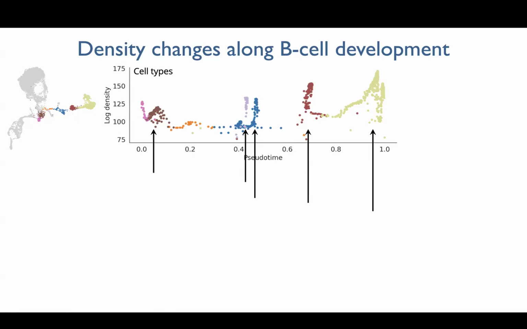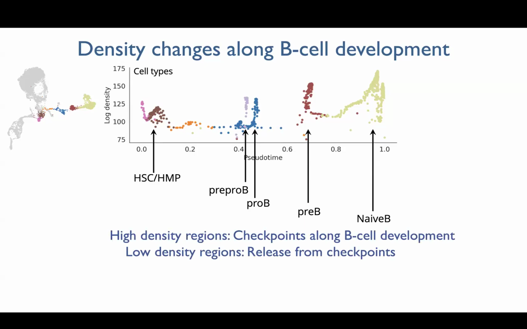So that's pseudo time on the x-axis, where each dot is a cell, and the y-axis is the single cell density we have computed. What you can see is that there are some peaks and some valleys. And when we dig into the biology to understand what these peaks and valleys are, each of these high density regions is a known checkpoint along B cell development. Especially for people who know about B cell development, you need to go through various stages to build a functional receptor.